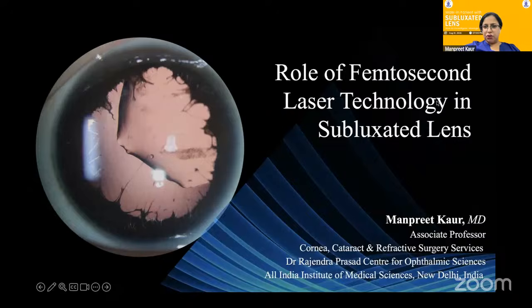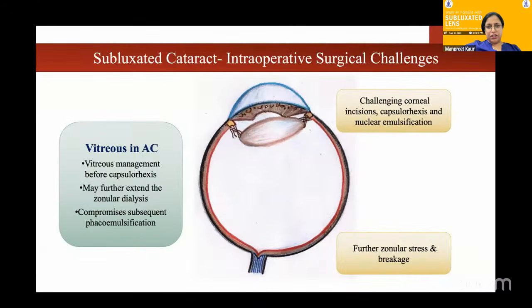Okay, so I'll just take you to the role of femtosecond laser technology in subluxated lens. No financial disclosure. Just to highlight the intraoperative surgical challenges in a subluxated lens, first are the clear corneal incisions. Once you make the incision, the anterior chamber decompresses. You can have vitreous coming into the anterior chamber and through the incisions as well. Then the rhexis is challenging because you have to decenter it opposite to the direction of the subluxation so that you eventually end up with a well-centered IOL bag complex.